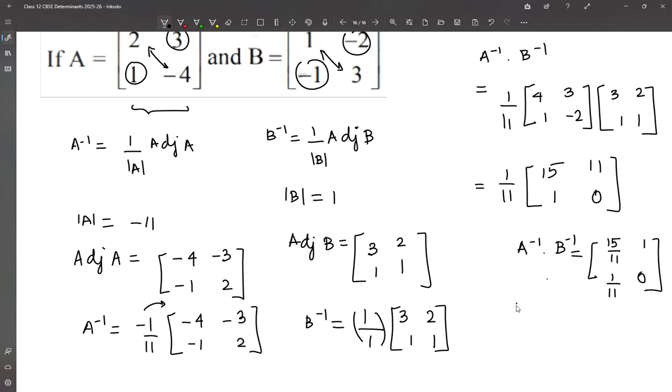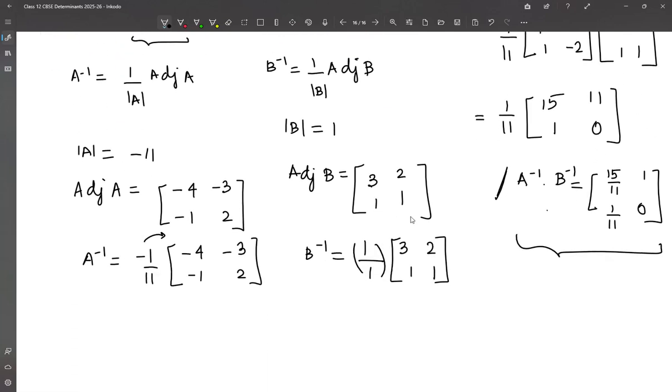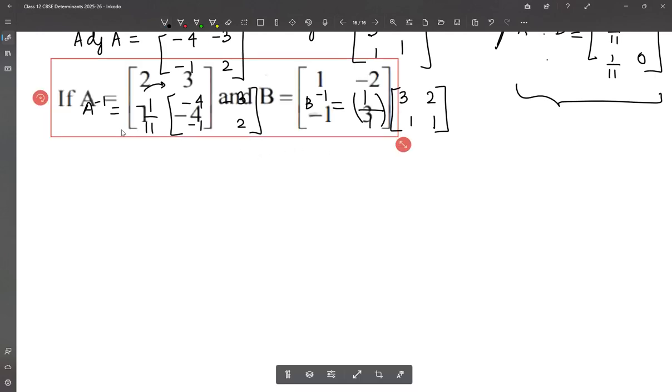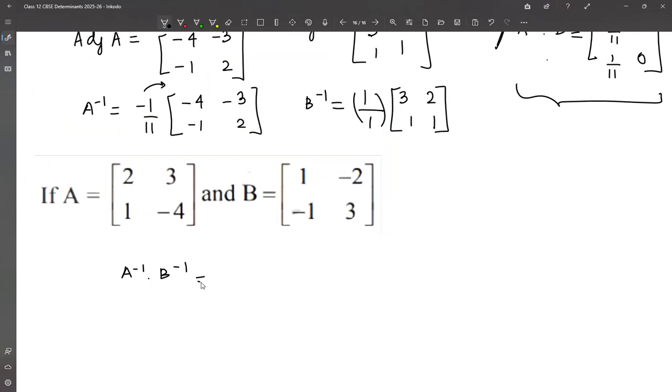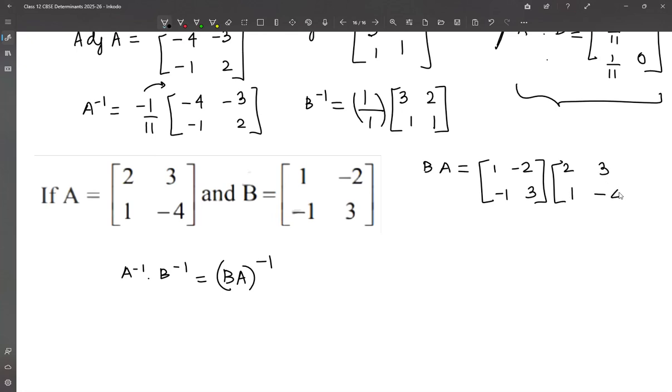Now, it has taken us so many steps to arrive at this answer. So we'll check with the other method I told you, which is finding BA first and then taking the inverse of it. First I'm going to multiply in this order, B into A: the matrix 1, minus 2, minus 1 and 3 first, and then 2, 3, 1 and minus 4.